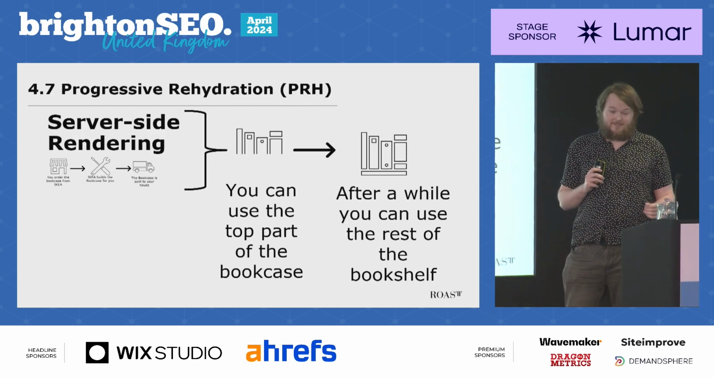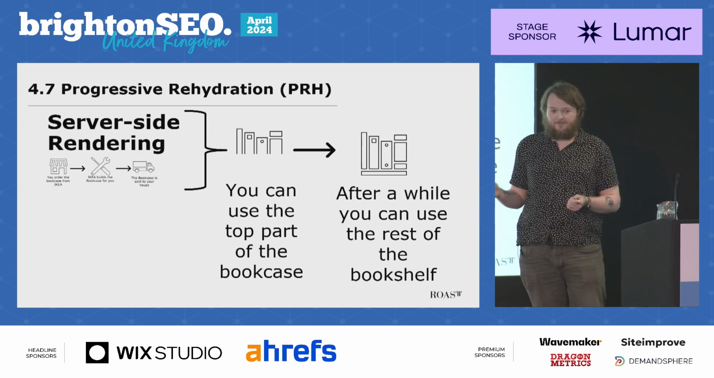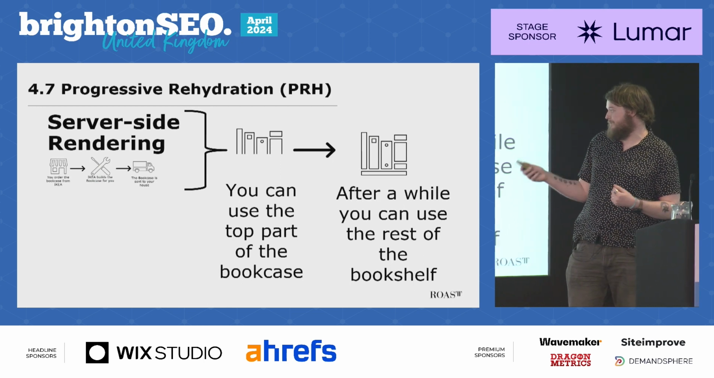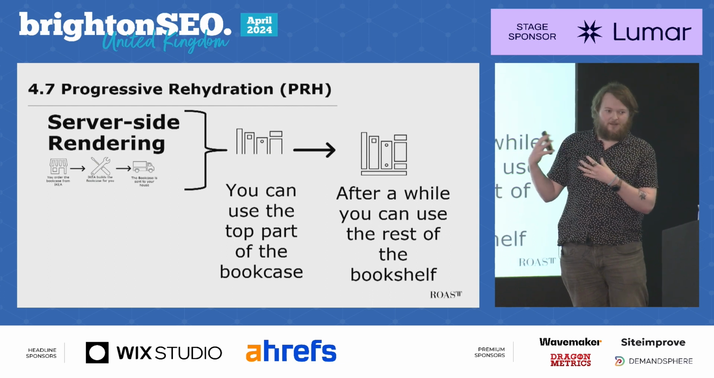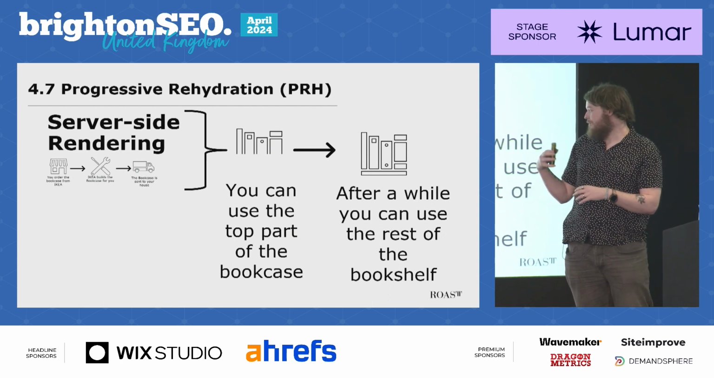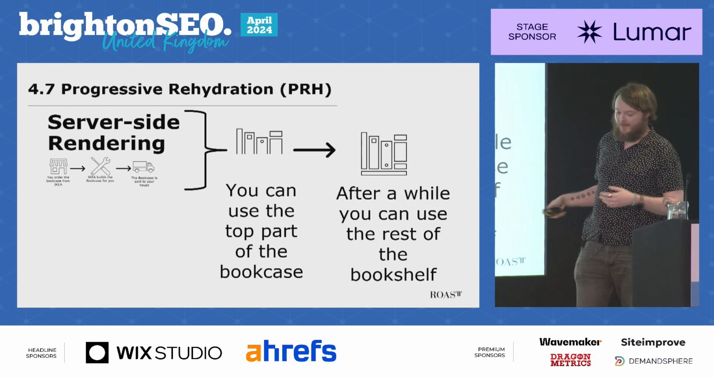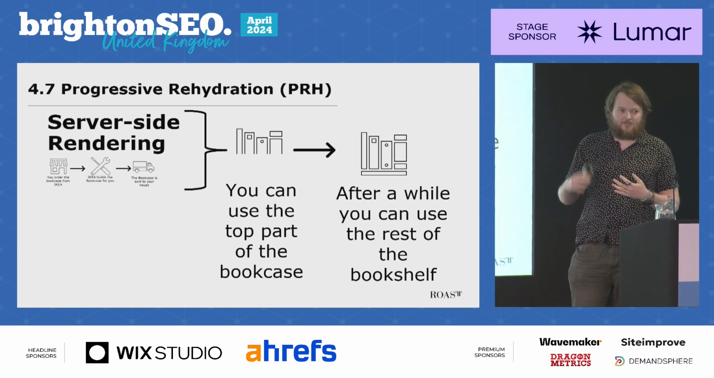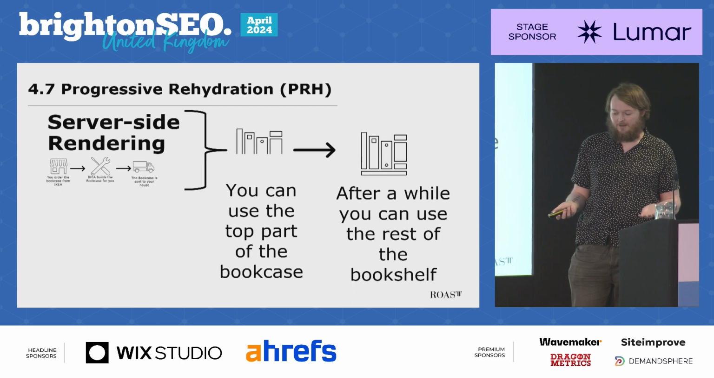What you can do instead, again, is progressive rehydration. So this is where you take server-side rendering, but what happens once you've sent the request and got the bookcase sent to you, you only really get the top part. So you can see a couple of the shelves, you can use part of it, but then after a little while, you can actually scroll further down the page, you get the rest of it as it goes. So this can be really, really useful for pages that have lots of content, like really, really long form pages, because you don't have to load it all at the start.